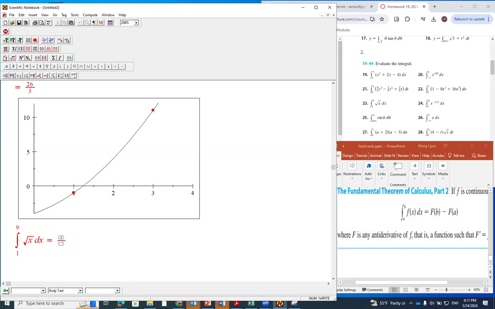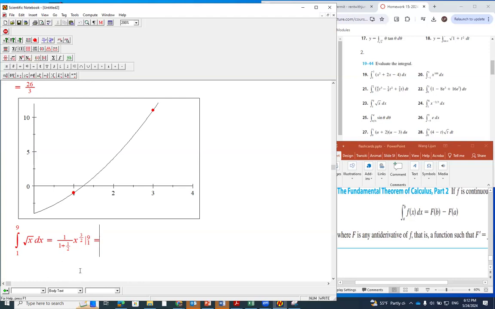So you can go straight to the antiderivative. You see, root x has exponent one half, right? So you're going to use the power rule. So 1 plus half under 1, and x raised to the power of 3/2, and evaluate from 1 to 9. And there you go, right?